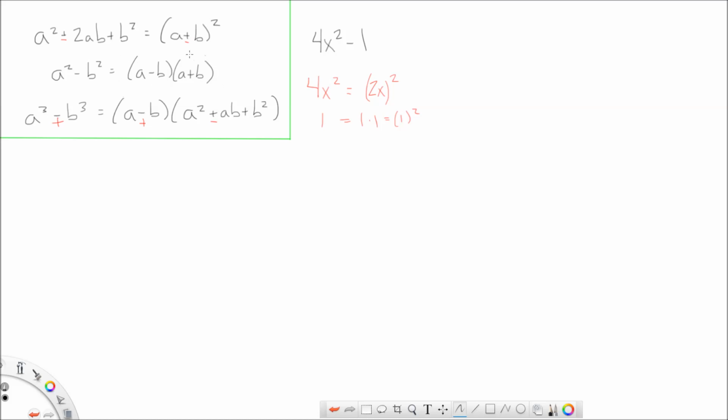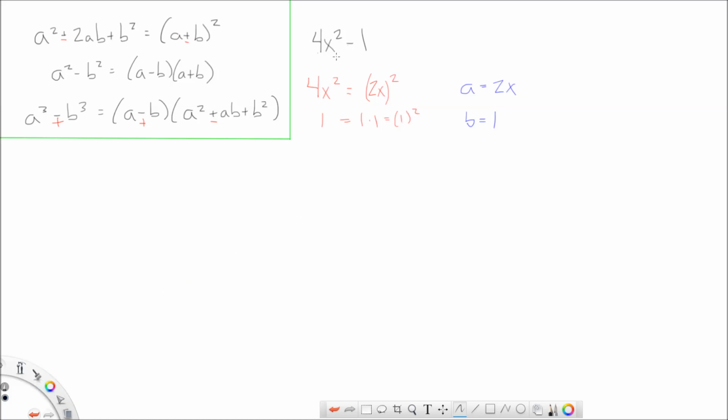The only thing I have to find now is what my a and my b are. In my equation, a squared is this thing, 4x squared. So a is going to be whatever I square to get 4x squared. Well, that just means a is going to be 2x, right? Because (2x) squared is 4x squared, and here I have a squared. Minus b squared, well, what do I square to get 1? That means b equals 1.